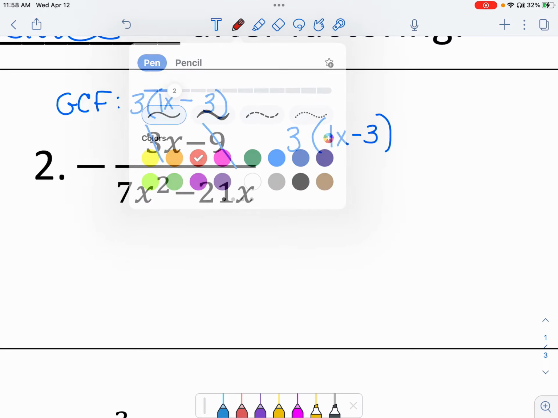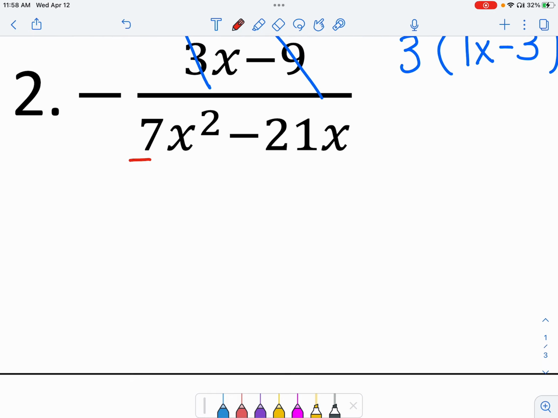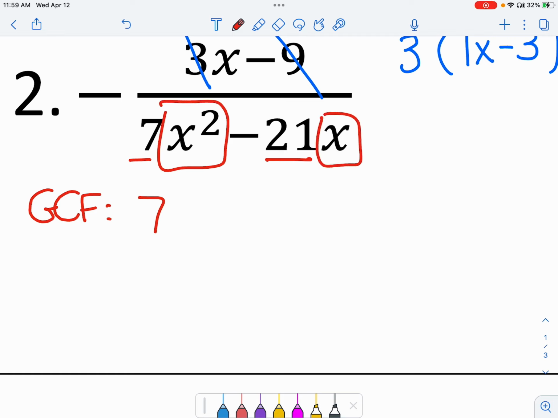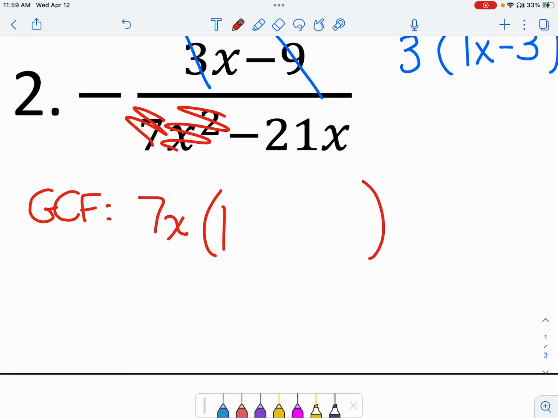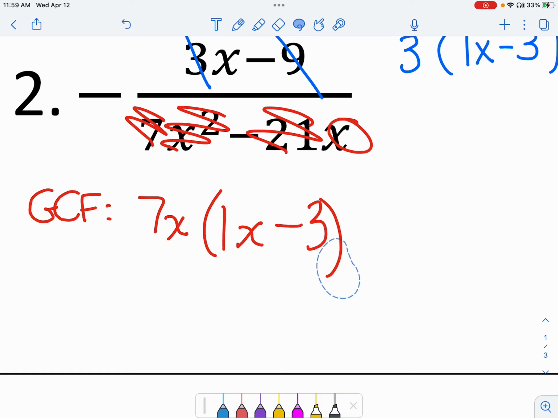Now let's do the bottom in red. What's the GCF between 7 and 21? Hopefully you're saying 7. And then I have x squared and x. So you have to take out a single x. You take out the smaller one. Now, guys, we're going to talk about dividing, okay? What is 7 divided by 7? 1. What is x squared, take away a single x, minus. What is 21 divided by 7? 3. What is x, take away an x? None. No x's left. So our denominator is this.